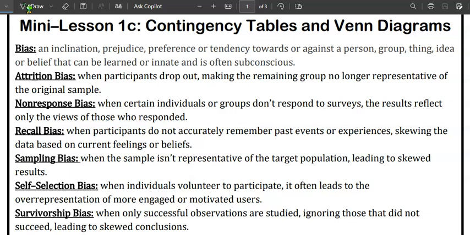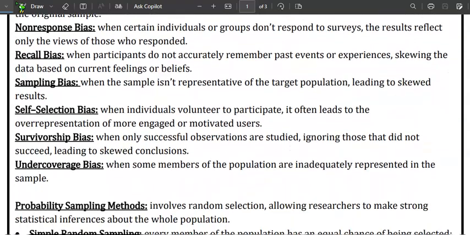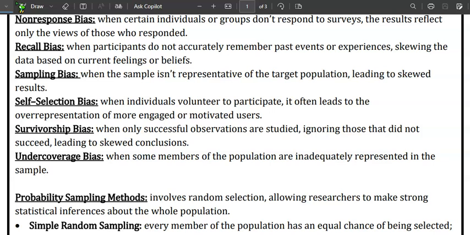Attrition bias: when participants drop out, making the remaining group no longer representative of the original sample. Non-response bias: when certain individuals or groups don't respond to surveys, the results reflect only the views of those who responded. Recall bias: when participants do not accurately remember past events or experiences, skewing the data based on current feelings or beliefs.